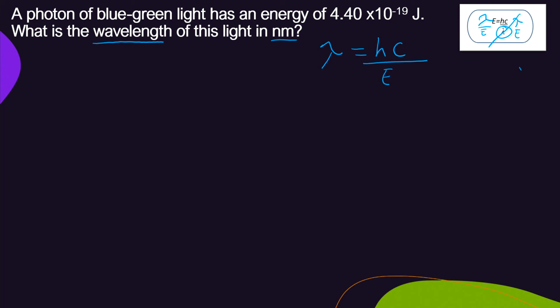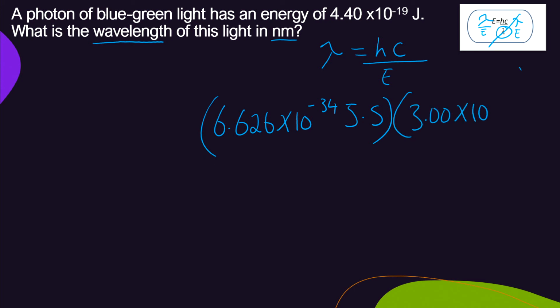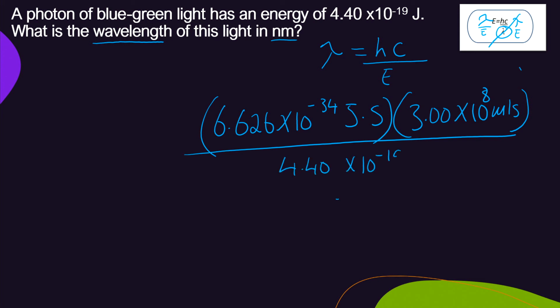So let's go ahead and write down Planck's. So 6.626 times 10 to the negative 34 joules times seconds. And we'll multiply that by our speed of light, 3.00 times 10 to the 8 meters per second. And we will divide that by our 4.40 times 10 to the negative 19 joules. In terms of our units, let's go ahead and get those cancelled out of the way. So we're looking for wavelengths, so we know our final answer should be meters, and we see our joules and our seconds are going to cancel out.